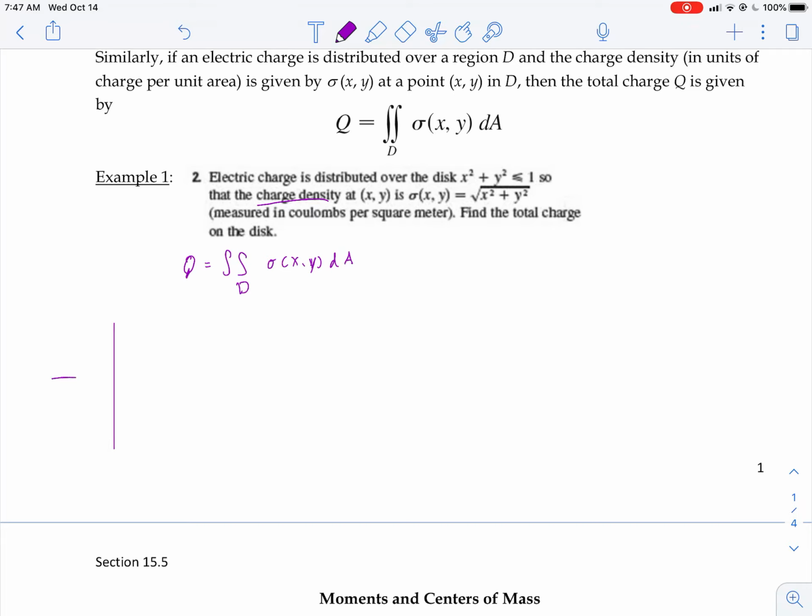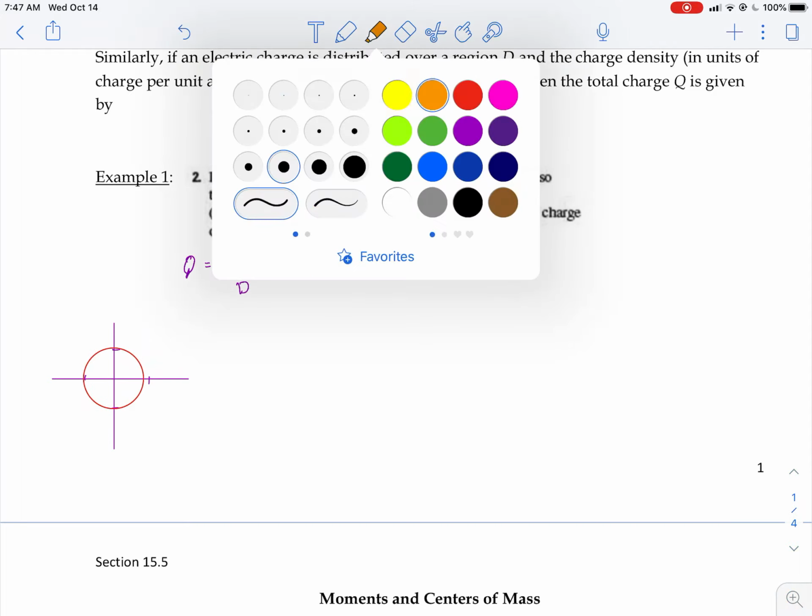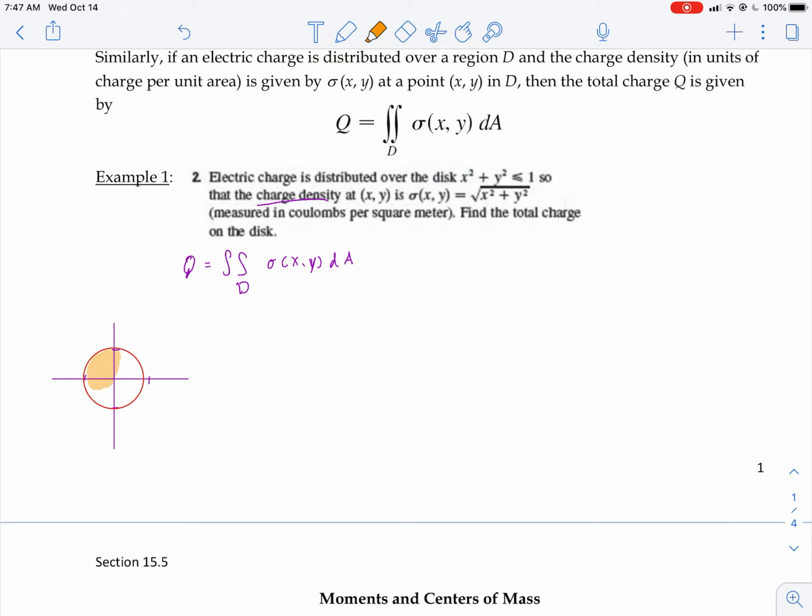Let's also look at the region. I'm going to draw it on the xy plane. We have x squared plus y squared is less than or equal to 1, so that's going to be a circle with a radius of 1. And again, since I'm doing a double integral, I can change this if I want to. Yeah, that's definitely what we're going to do: change this to polar coordinates.